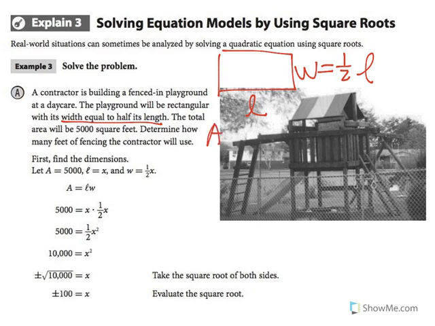We know that the area is always length times width, or in this case, L times 1/2 L, which gives us 1/2 L squared. And we're given that the area is 5,000 square feet, so we have 5,000 equal to 1/2 L squared. So to solve it, we're going to multiply by 2/1 on both sides to eliminate the 1/2.